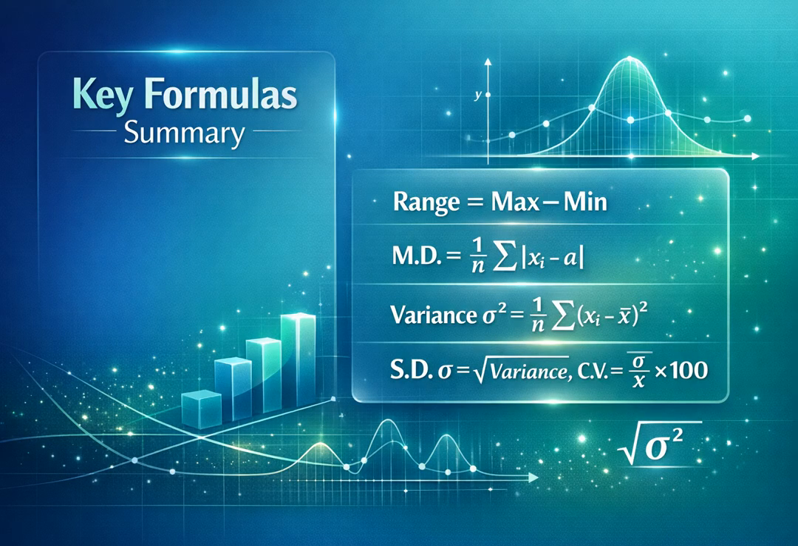Key formulas to memorize. Range equals maximum minus minimum. Mean deviation equals 1 over n times sum of absolute values of xi minus a. Variance sigma squared equals 1 over n times sum of xi minus x bar squared. Standard deviation sigma equals square root of variance. Coefficient of variation equals sigma over x bar times 100.